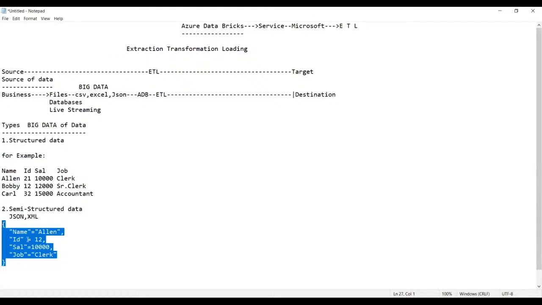So as a data engineer, it is your responsibility to pick up this data and convert this semi-structured data into proper structure format. With the process of ETL, you have to do that. Get my point? That is the actual meaning of transformation, where you transform the data.